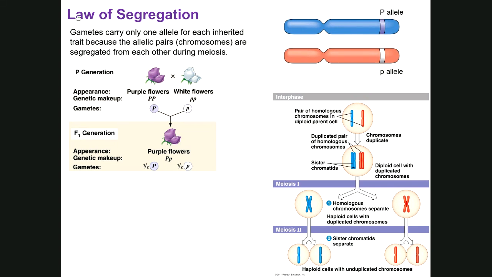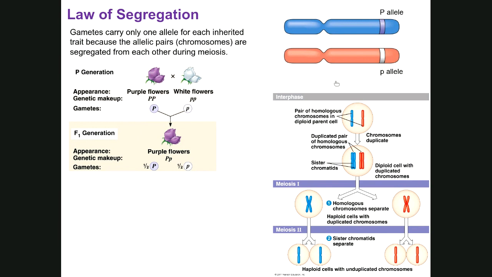He formulated a law from his monohybrid crosses called the law of segregation. This law was derived from his monohybrid crosses, and it states gametes carry only one allele for each inherited trait because the allelic pairs, in other words, the pairs of chromosomes, or more specifically pairs of sister chromatids, are segregated from each other during meiosis. That's why I put this here.